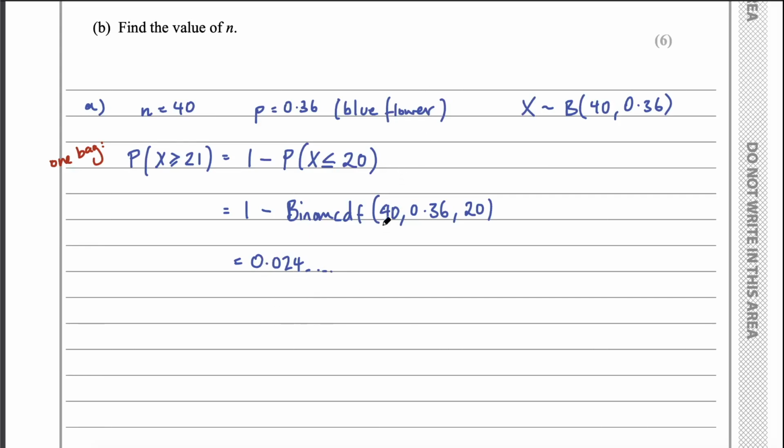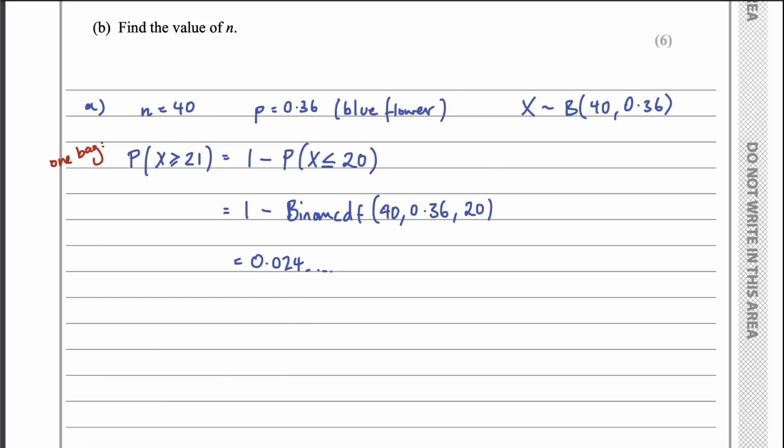And that makes sense, right? Because we had a pretty low chance of getting a blue flower, 0.36, compared to a white flower. And if we wanted more blue flowers, we should expect a pretty low probability. And 2% is pretty low. So that makes sense to me. I'd be happy with that answer in an exam situation.